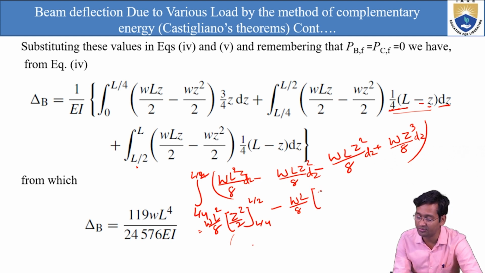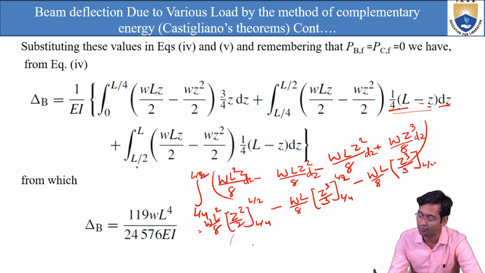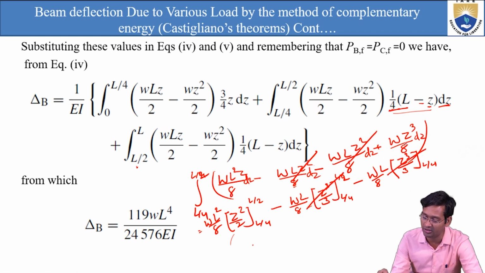Now what is here? Z square becomes Z cube by 3, with lower limit L by 4 to L by 2, minus for this term WLZ square, right? So now this becomes WL by 8 Z cube by 3, right? Then L by 4 to L by 2. So just see here, you can see these two terms are the same, WLZ square by 8 dz. So directly we can cancel instead of doing that, right? So these two terms are not required. What is left here? This term. So I am just editing this term because these two terms are the same.